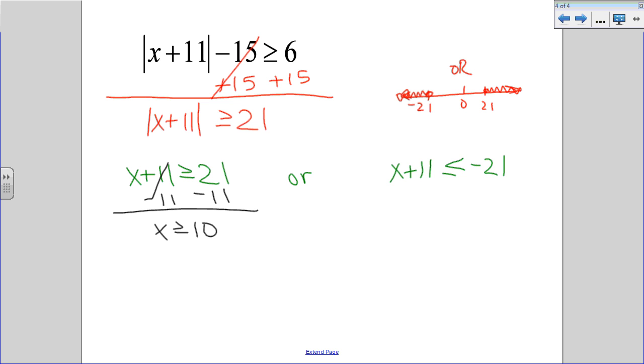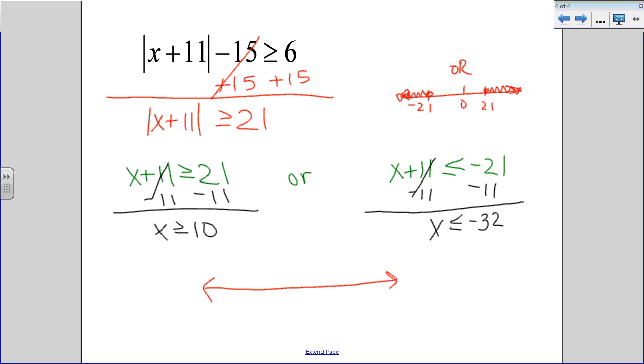I do the same algebra. That's the nice thing about these is your algebra steps are just repeats. You're going to subtract 11, but this time because you're subtracting from a negative, you get negative 32. I want you guys to graph these. So we're going to draw our number line. I know I want to be more than 21 spaces away from 0, so my two graphs should be moving away from each other, trying to get away from 0.